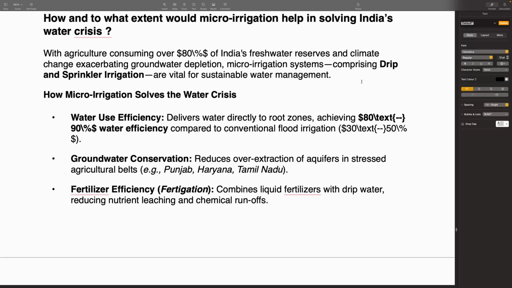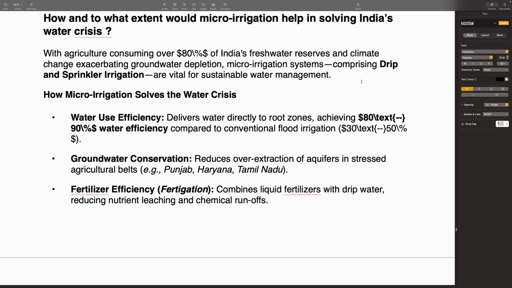How micro irrigation solves the water crisis. Water usage efficiency: it delivers water directly to root zones, achieving 80 to 90% water efficiency compared to conventional flood irrigation's 30 to 50%. Groundwater conservation: it reduces over-extraction of aquifers in stressed agricultural belts. Example: Punjab, Haryana, Tamil Nadu.